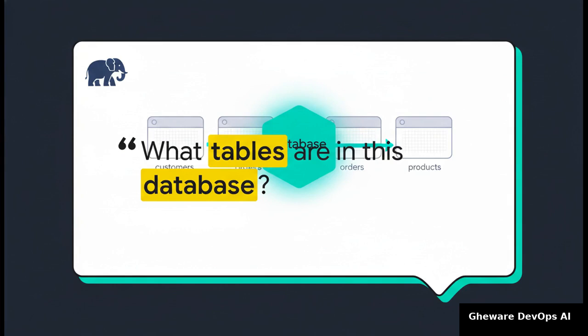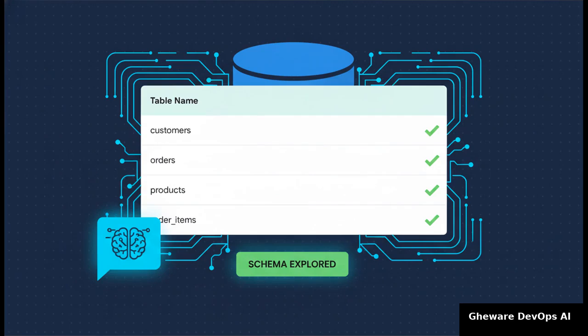A super simple question like, what tables are in this database, is the perfect way to start. You're not even asking for data yet. You're just asking about the database's structure, its schema. And boom, just like that, Claude queries the database's metadata and comes back with a nice, clean table of all the table names. We can see we've got customers, orders, products. Okay, cool. Now we know what we're working with.